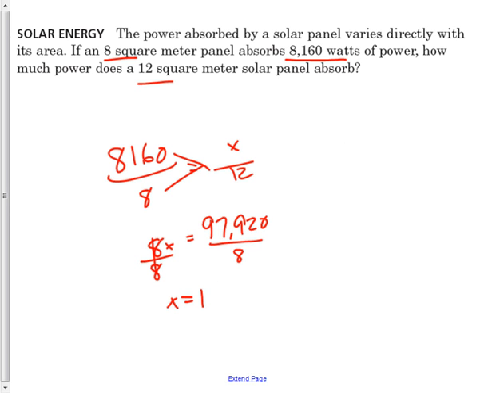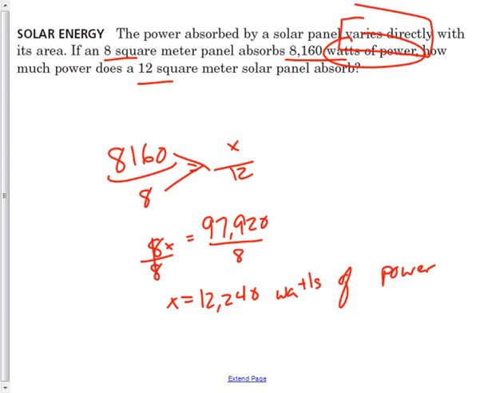12,240, and the units are going to be watts of power. Okay. Now the reason we can do this is because we know that it varies directly. Varies directly, another way to say that is it is proportional or equal. So if we know that it's proportional or equal, we can set it up as a proportion and use cross multiply and divide to solve it.